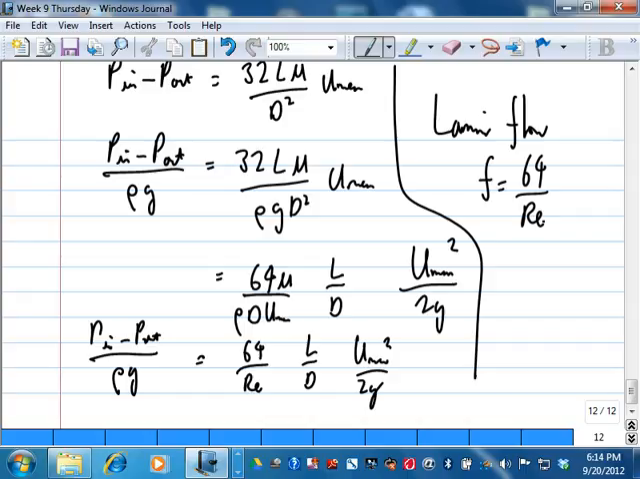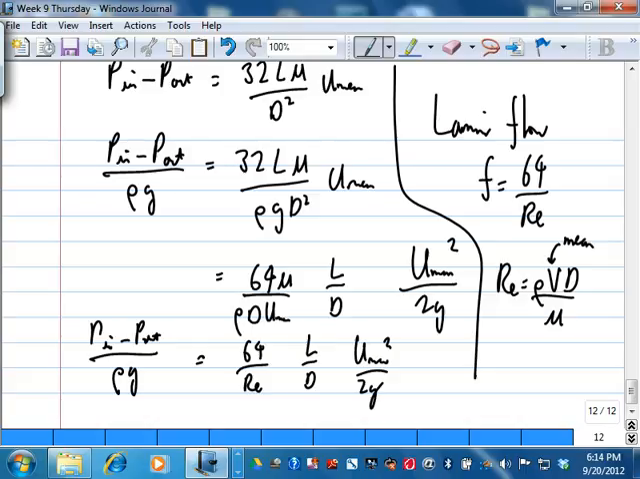L and D. So for laminar flow, that's your f, where Re is the same for all pipe flow. Re is normally rho V D over mu, where this V is the mean velocity. Okay?